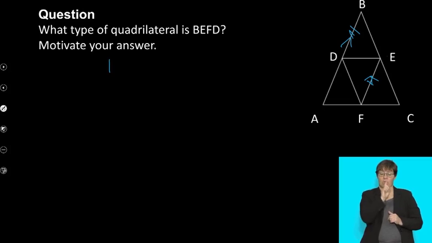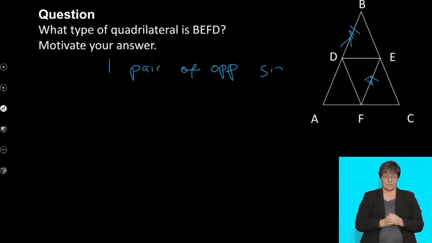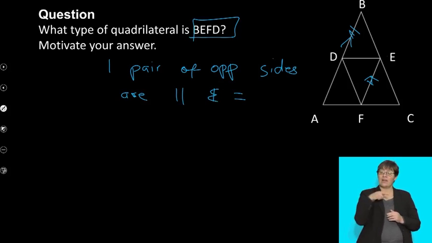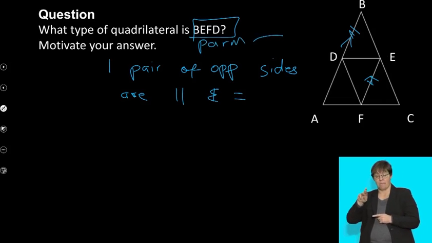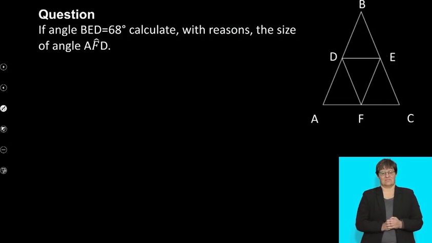So one pair of opposite sides. You need to specifically say that it's opposite sides. Are parallel and equal, right? And then what quadrilateral this is, it is a parallelogram. And my reason is what I've just given you there, right? So that's how you can talk about that.